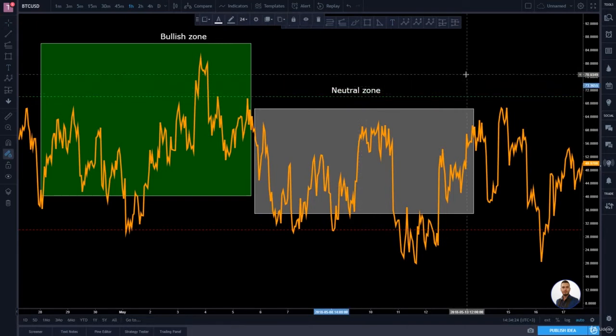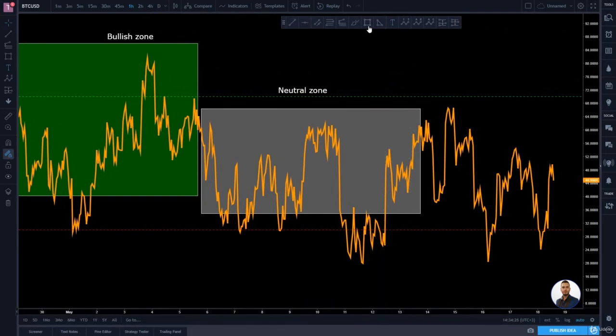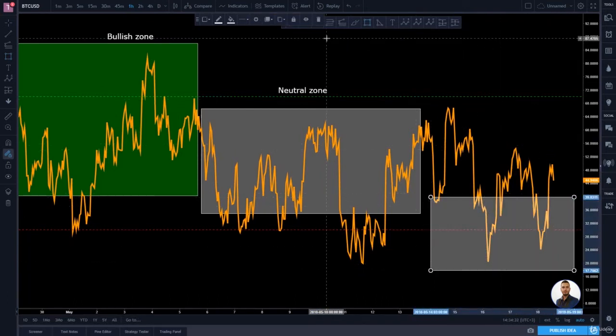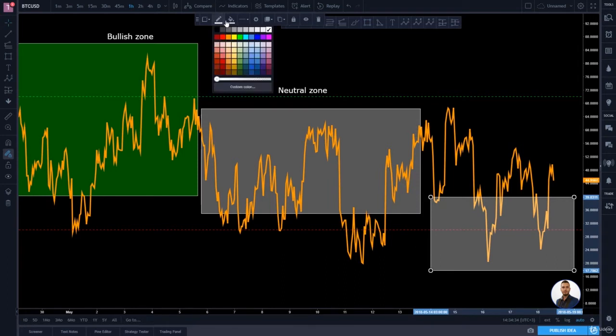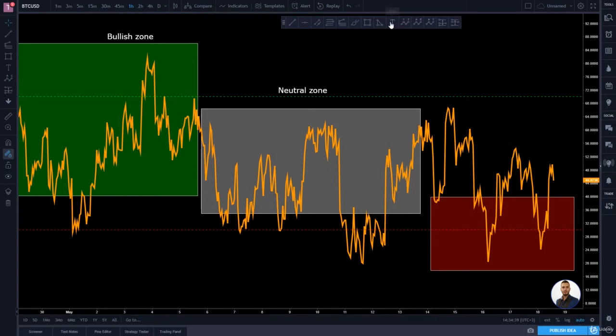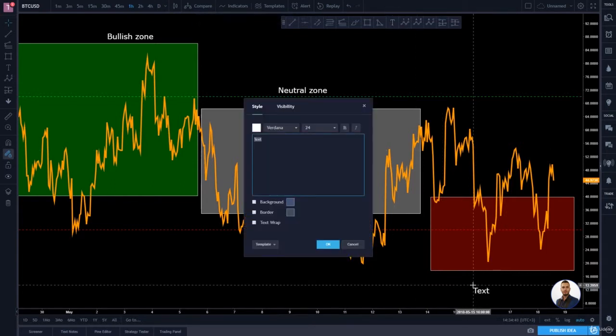The bearish zone is anywhere between the 40 or 45 range to well below 20. For this bearish zone, I will highlight it with a rectangle as well. And for the bearish zone, I will change the color to red. And I will annotate it here that this is the bearish area.